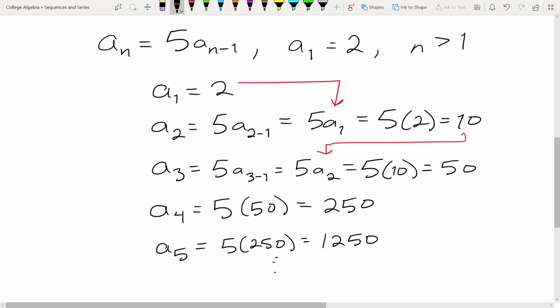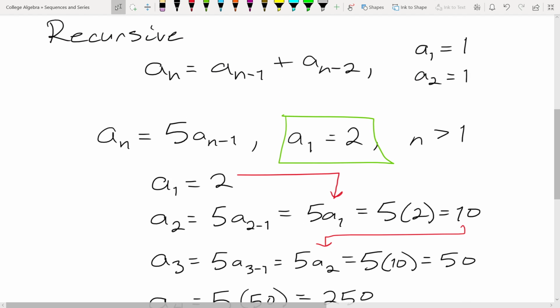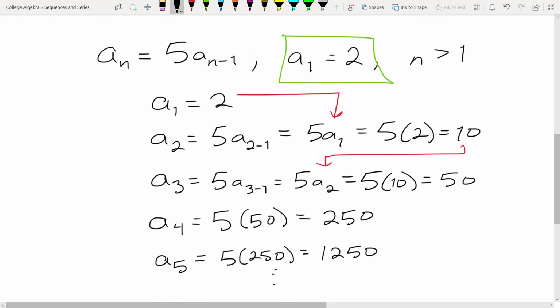And this, of course, can go on indefinitely. That's the recursive formula. This one just uses 1 previous term, so we only needed 1 starting term that was given to us. Like I said, the Fibonacci required 2 because we had 2 terms given that were needed to find the next one. Okay.